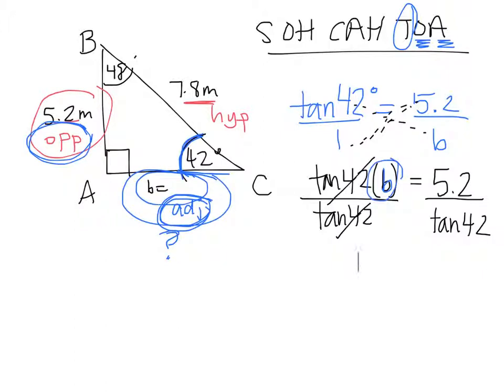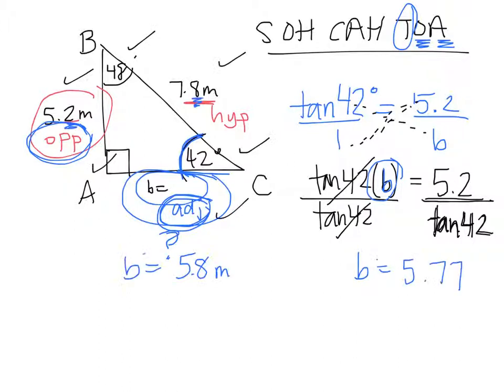So I'm left with B equals, now you have to punch this in on your calculator, 5.2 divided by tan 42, make sure you punch in tan 42. Boom.